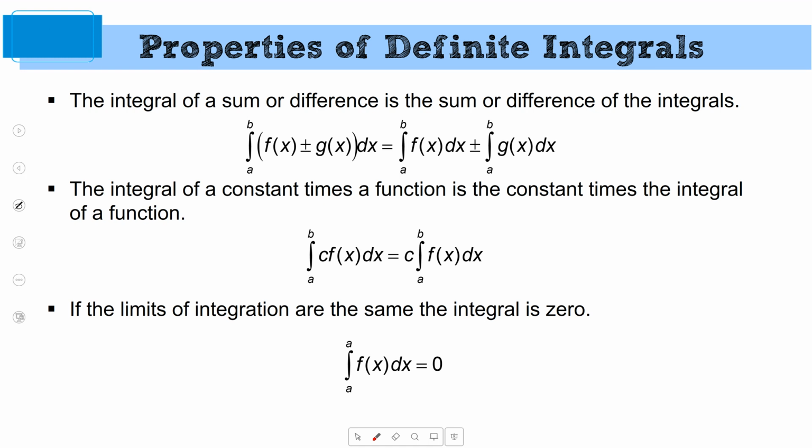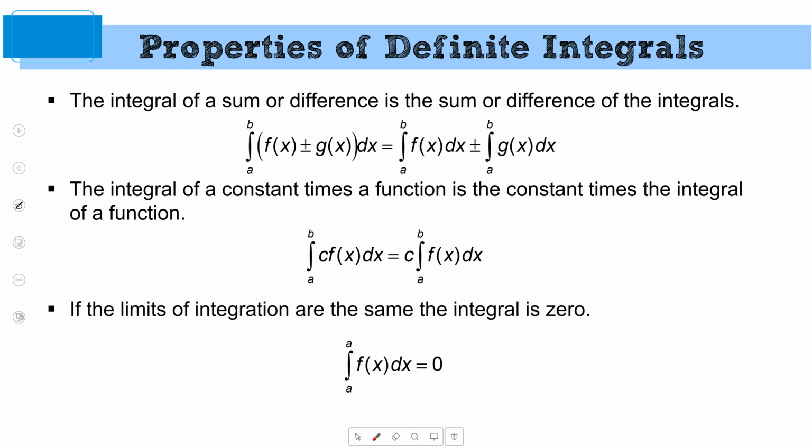Why is that equal to 0? The distance of the line, or the curve, is 0. It starts at the same point where it ends. So it doesn't go anywhere. So the area is 0. Good.